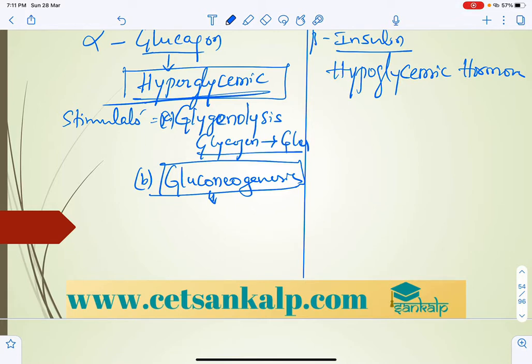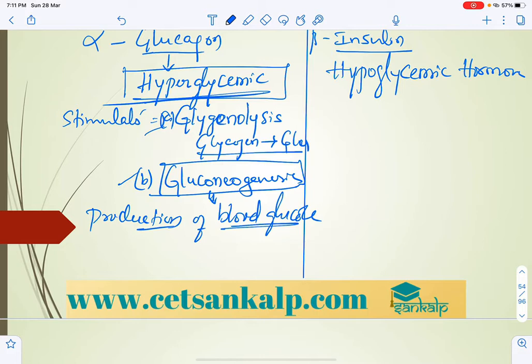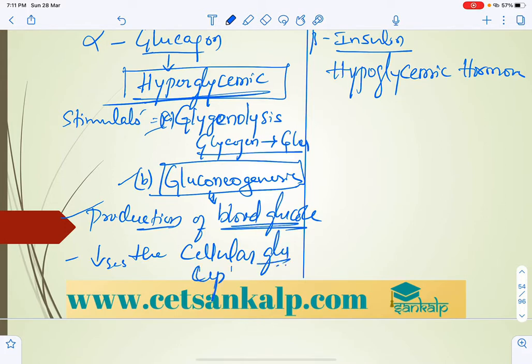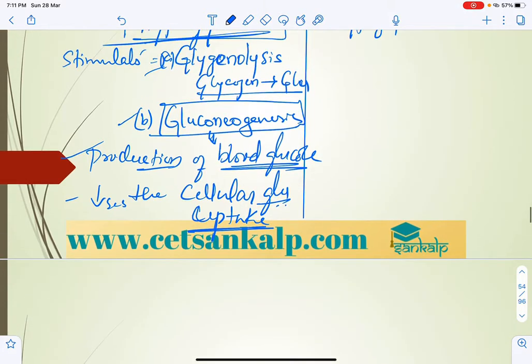So glucagon stimulates the production of blood glucose, and at the same time it decreases cellular glucose uptake. What is the meaning of that? Utilization of glucose will be inhibited. Utilization of the blood glucose will decrease. Hence glucagon is called hyperglycemic.